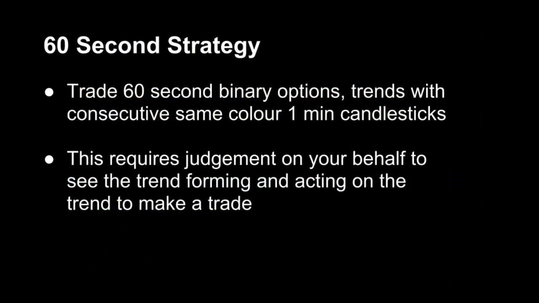Okay, so the 60-second strategy. The strategy is to trade 60-second binary options with the trend being with consecutive same color 1 minute candlesticks. So whether that be 3 candlesticks going up in the green or 3 candlesticks going down in the red. Once you've determined that trend has formed, that's when we place our trade.